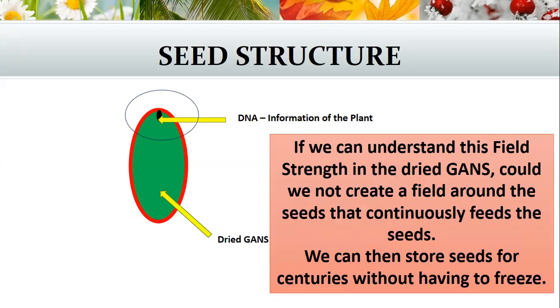Now, if we understand this field strength in the dried GANs of the seed, we could create a field around the seeds that continually feeds the seeds in terms of storage. And as Mr. Keshe says, we could then end up storing seeds for centuries, thousands of years without having to freeze them. Because if we understand what field strength that dried GANs is, we can place them in an area where we're constantly feeding these seeds with the energy that they need so that they can retain that stored DNA information.